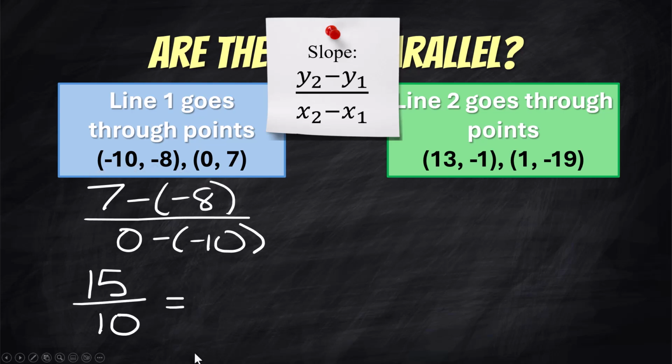That's going to become 15 over 10, which reduces to 3/2 if you divide top and bottom both by 5. Line 2, -19 minus the -1. Remember, the y's go on top.